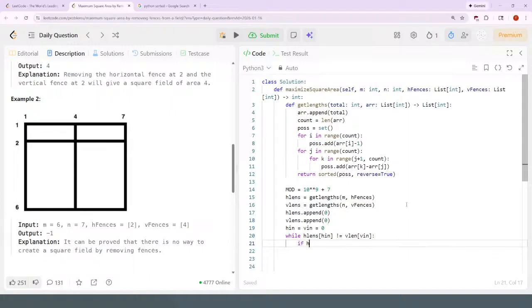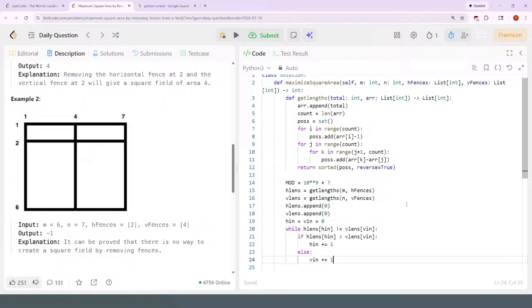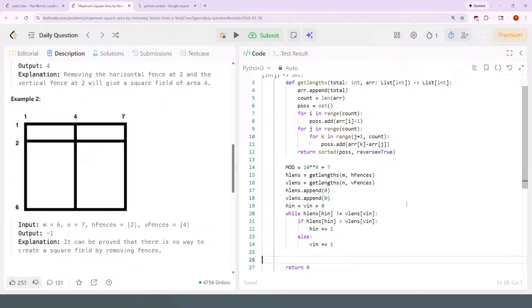If the h lengths at the h index is bigger than the v lengths at the v index, that means I have too big of an h, so I need to increment h because that'll decrease the height. And I think that should probably work.